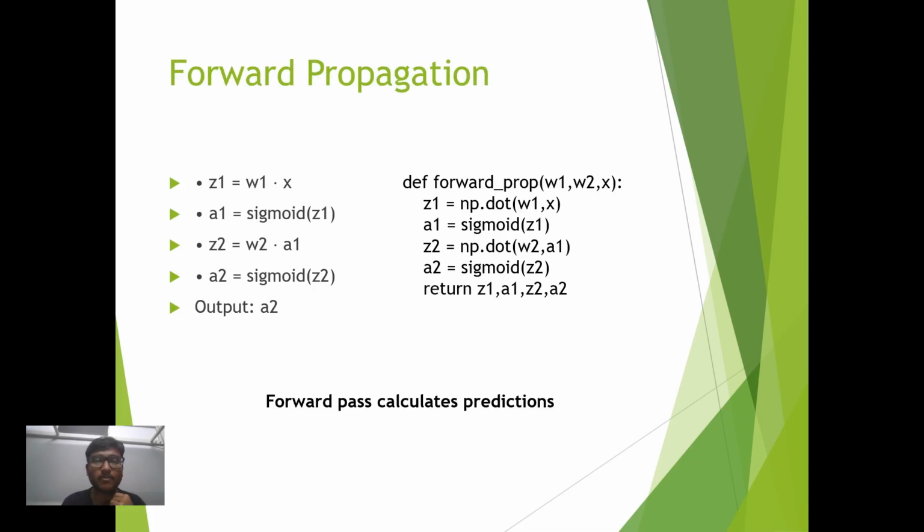And forward propagation, z1 equal to w1 dot x. These are the formulas that we use. A1 equal to sigmoid of z1, z2 equal to w2 dot a1, a2 equal to sigmoid of z2, and output. And we define the forward propagation code using these formulas.